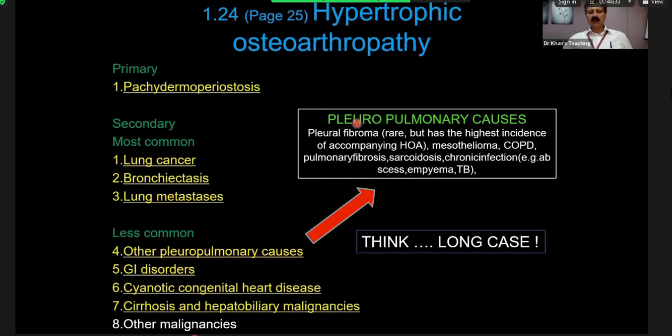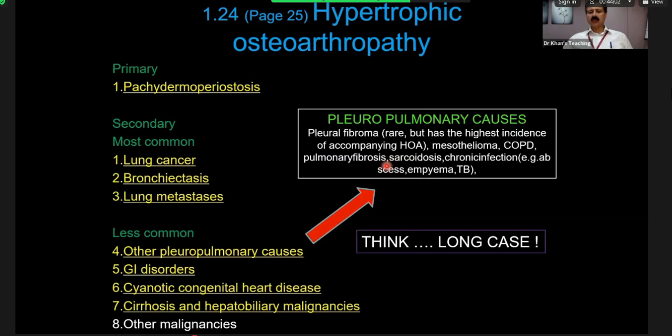And pleuropulmonary causes: pleural fibroma, rare but has the highest incidence, mesothelioma, COPD, fibrosis, sarcoidosis, chronic infection like TB, etc. Now, think like an examiner. With these kinds of conditions which can cause HOA, they can show you anything in the exam. And they can also show you a long case. And you have to correlate.